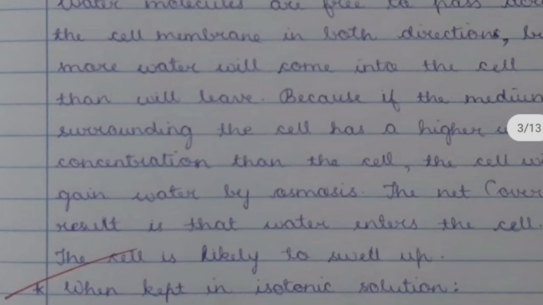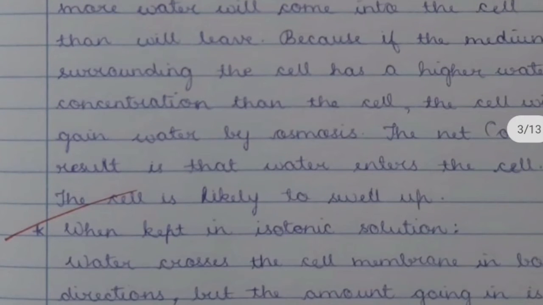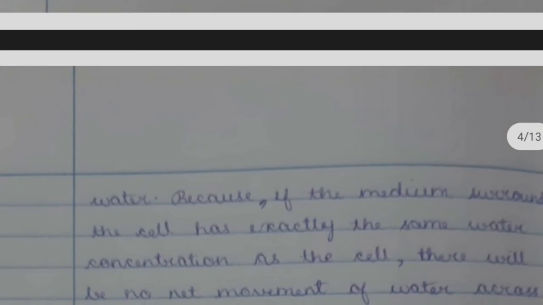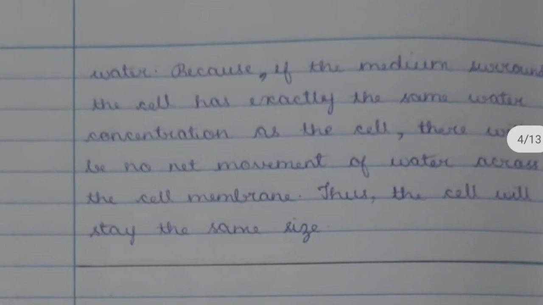When kept in isotonic solution, water crosses the cell membrane in both directions, but the amount going in is the same as the amount going out. So, there is no overall movement of water, because if the medium surrounding the cell has exactly the same water concentration as the cell, there will be no net movement of water across the cell membrane. Thus, the cell will stay the same size.